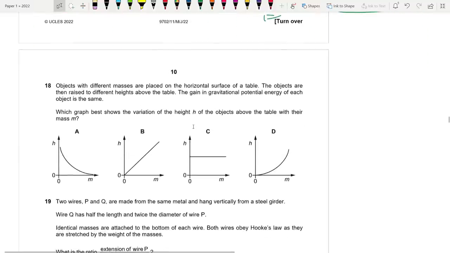18. Objects with different masses are placed on the horizontal surface of a table. The objects are then raised to different heights above the table. The gain in gravitational potential energy of each object is the same. Which graph shows the variation of height of the object above the table with their mass m? So you know that GP is actually mgh, right? So how is the relationship actually? Let's see.